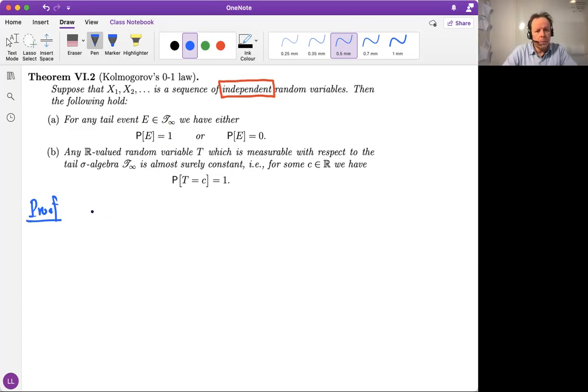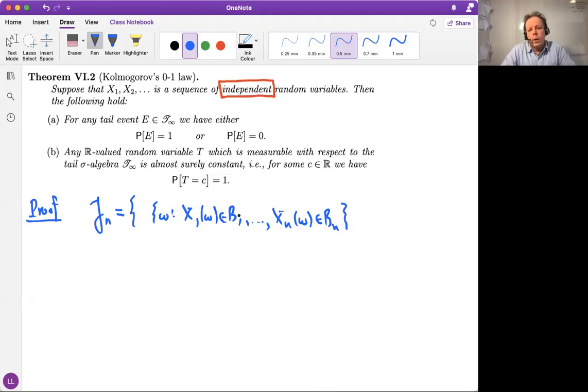The idea goes this way. We start by asking, what can we gather from the assumption of independence? A way to get in touch with independence is to look at this type of so-called cylinder event. We study events of the form omega such that X1(omega) is in some Borel set B1, up to Xn being in some Borel set Bn. For any Borel sets B1 up to Bn, we have an event here, and we look at all this type of events. This is a collection of joint pre-images that we study.